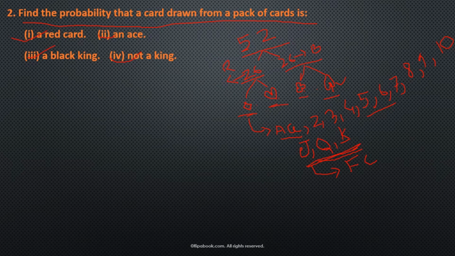If we talk about a black king, these clubs and spades are black. So one black king from clubs and one black king from spades. Got it, students? So there are a total of 2 black kings in a pack of 52 cards. Let me erase this, and after that we'll move on to the solution part. Okay, let me quickly erase it.